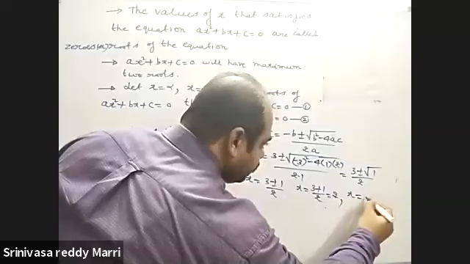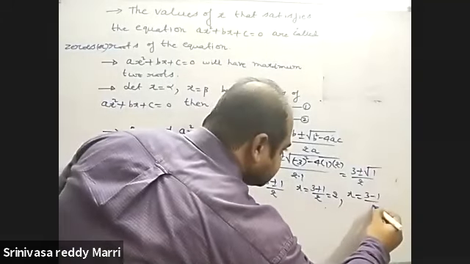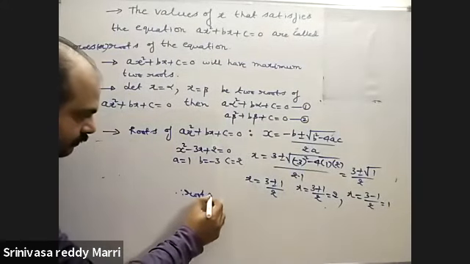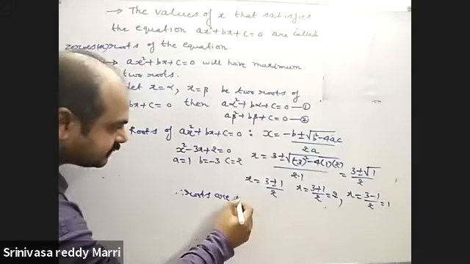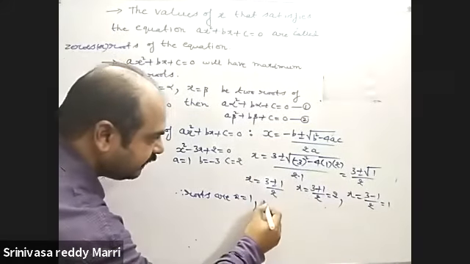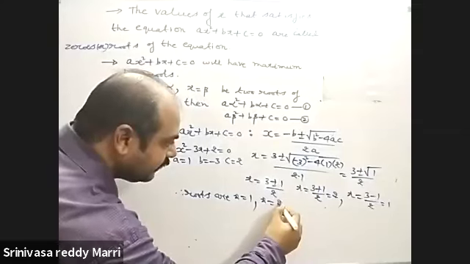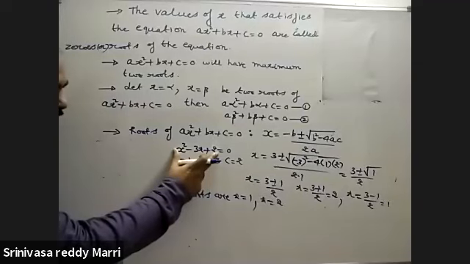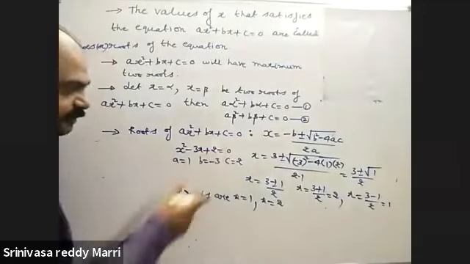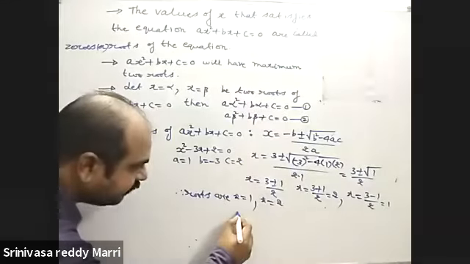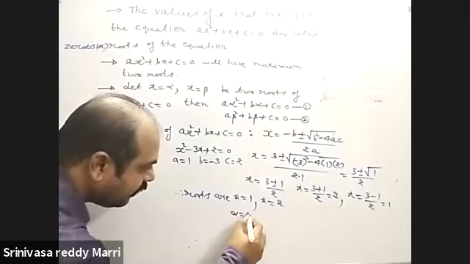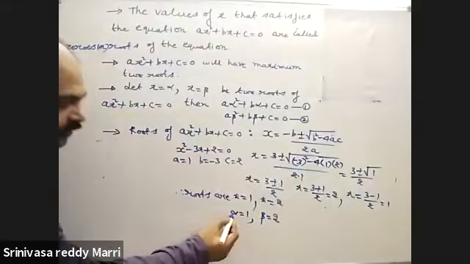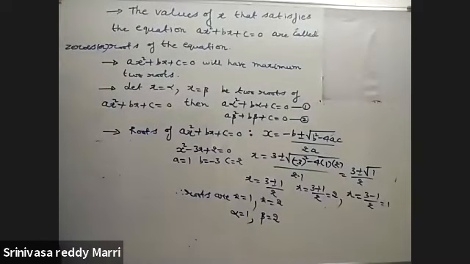One root is 2. If you take minus 1, therefore the roots are x equal to 1, x equal to 2. If you substitute x equal to 1, it will become 0. If you substitute x equal to 2, it will become 0. These are the roots. Now we will take one root as alpha and another root as beta: alpha equal to 1, beta equal to 2.